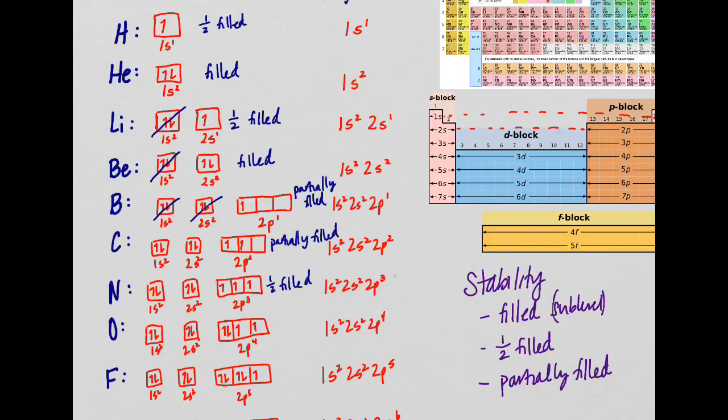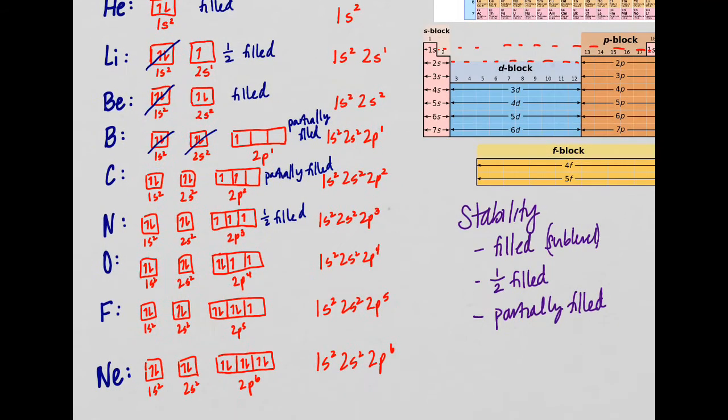Then we get to nitrogen. I told you since 50% of the electrons that can fit are there, then that is half filled. All right, what about oxygen? Is it partially, half, or fully filled? It's not fully filled because I can still fit 2 more electrons in there. It's not half filled because it has more than 3. Therefore, it must be partially filled.